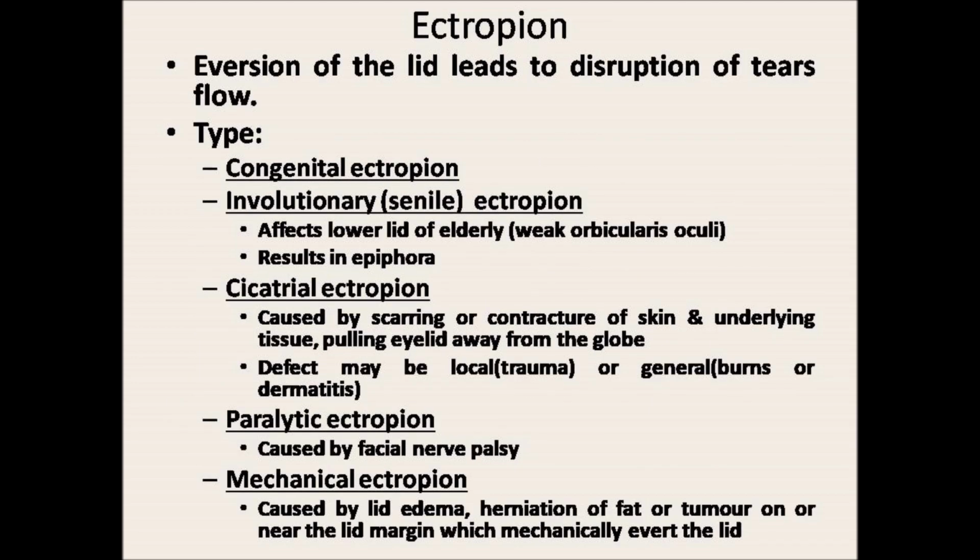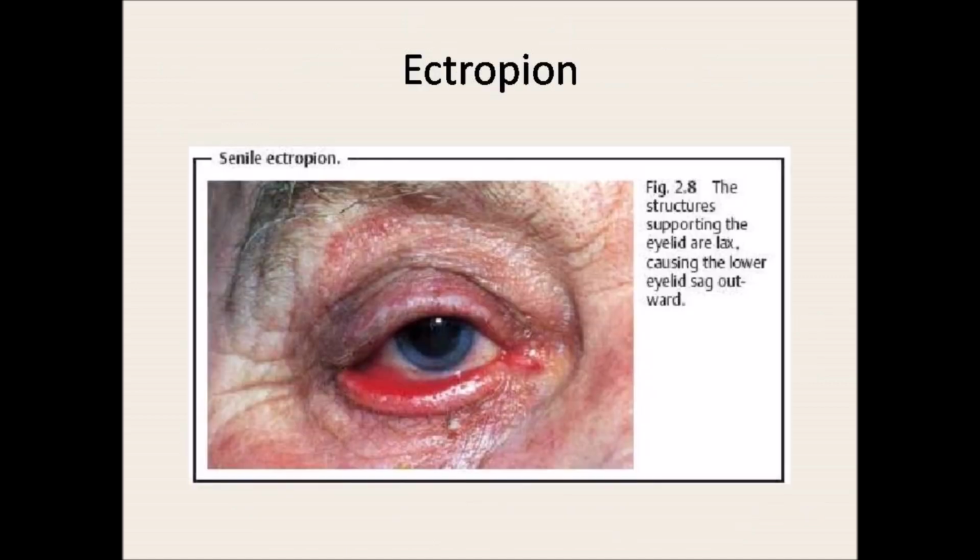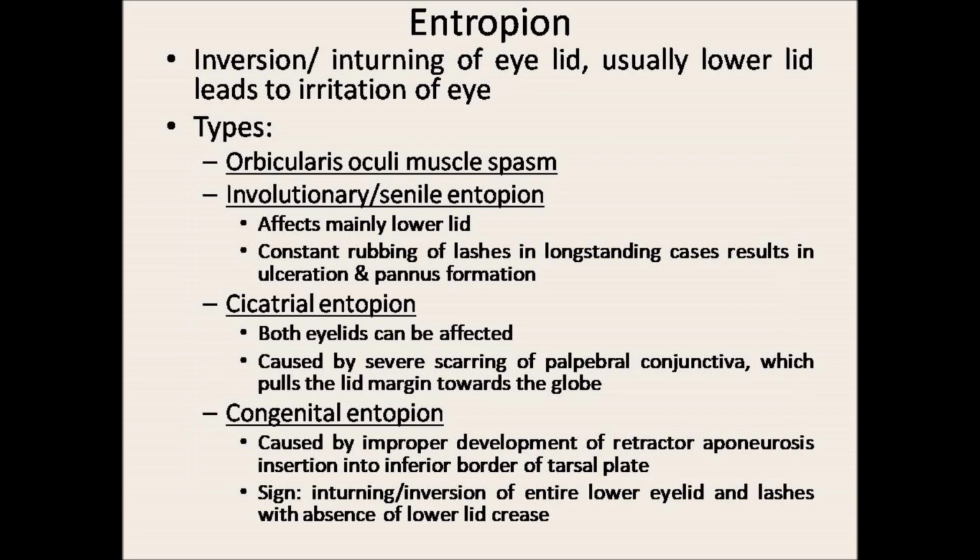Ectropion, eversion of the lid, leads to the disruption of tear flow. Types: congenital, involutionary, cicatricial, paralytic, mechanical. Entropion, inversion or turning in of the eyelid, usually lower lid, leads to irritation of the eye. Types: orbicularis oculi muscle spasm, involutionary, senile, cicatricial, congenital.